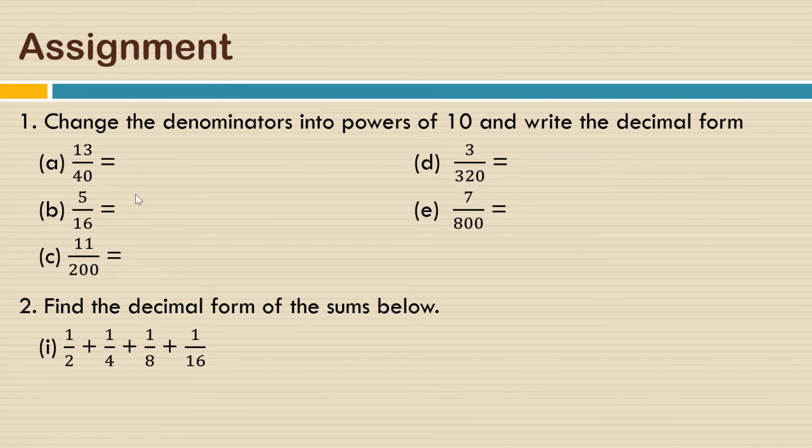Now write some more questions in your notebook to do as assignment. First question, change the denominators into powers of 10 and write the decimal form. Write these questions. Second question, find the decimal form of the sums below. 1 by 2 plus 1 by 4 plus 1 by 8 plus 1 by 16.